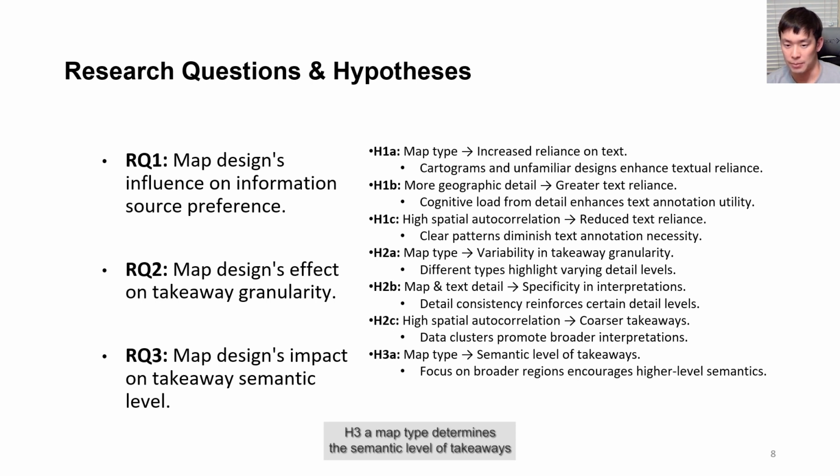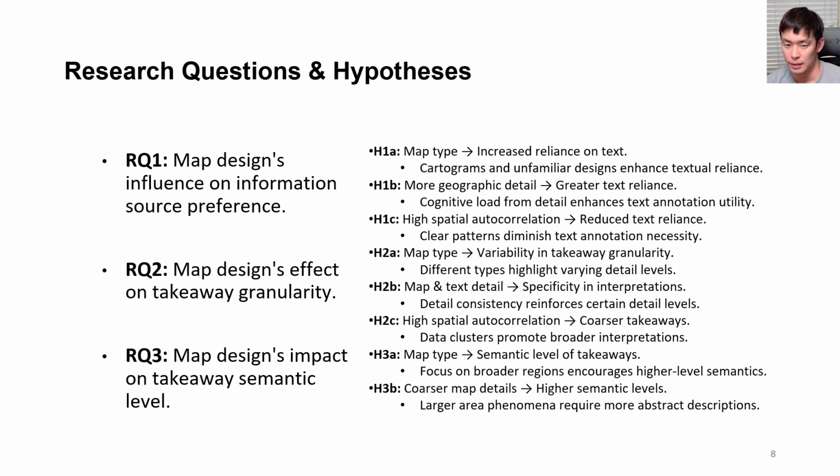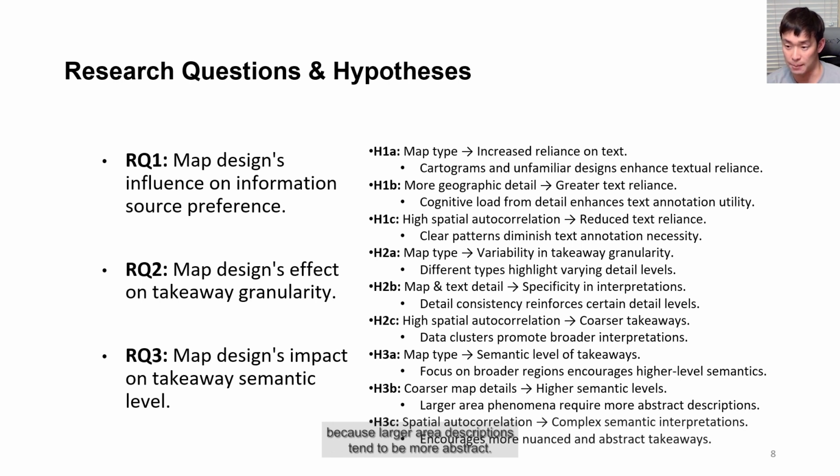H3A, map type determines the semantic level of takeaways, with certain types such as isarithmic maps prompting more abstract, high-level semantic processing. H3B, less detailed maps can prompt takeaways with higher semantic level because larger area descriptions tend to be more abstract. H3C, the degree of spatial autocorrelation affects the complexity of the semantic level of takeaways with higher autocorrelation, especially in maps like isarithmic ones, leading to more intricate and abstract interpretations.